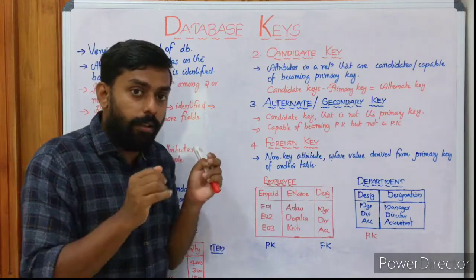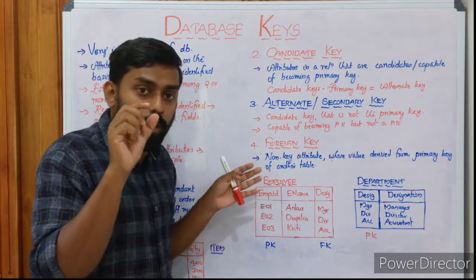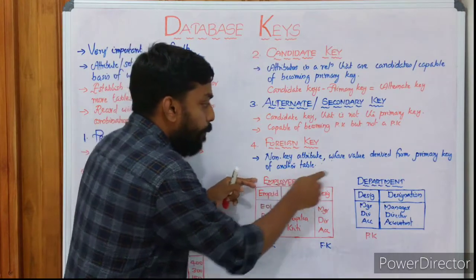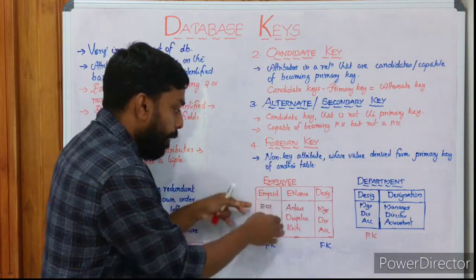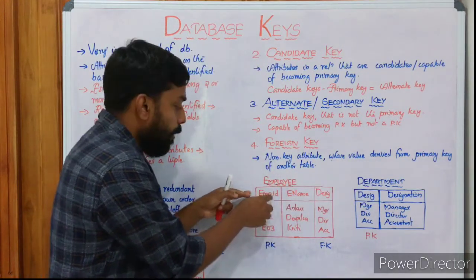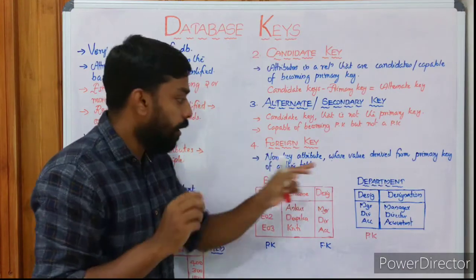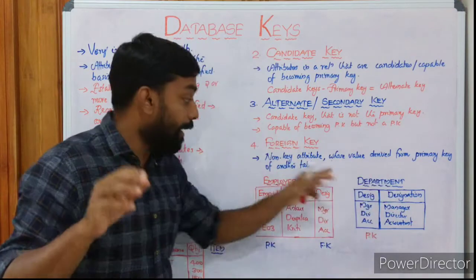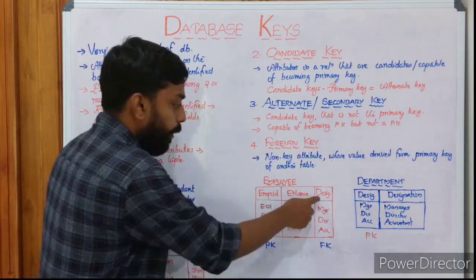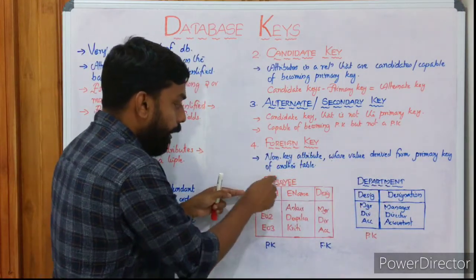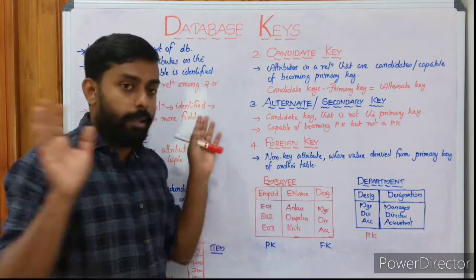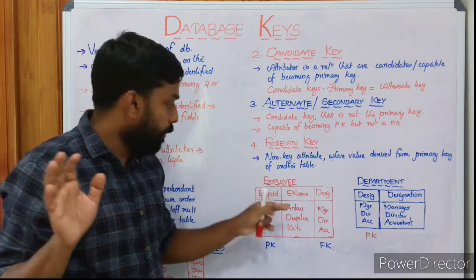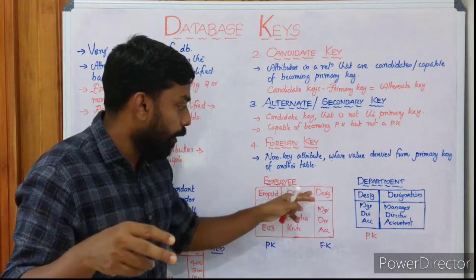Okay, let's look at the concept with the help of two tables. We have two tables, employee and department. Here in employee we have three attributes, three columns: employee ID, employee name, and designation. And in department we have two attributes, designation, desig, and designation. You can see here in employee, employee ID is a primary key. We know that, right? Then we have two more, employee name and desig.